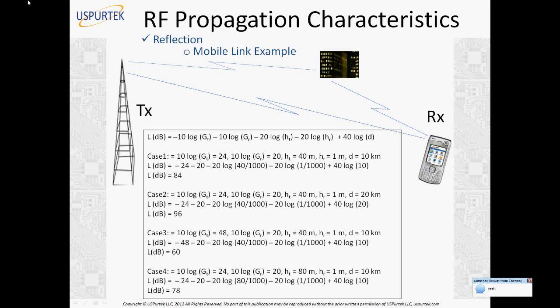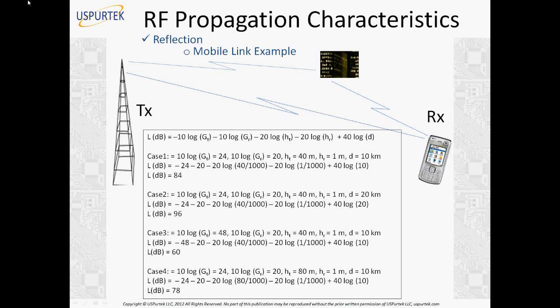Case 3, we double the gain of transmit antenna. Receive antenna is the same gain. Height remains the same for both transmit as well as receive. And the distance also remains the same, the 10 kilometers. Here we have 60 dB. You see, the power loss reduced from 84 to 60 here because we added 24 dB of gain on the transmit side. So just add 24. I mean subtract 24 from here so that we have less loss over here.